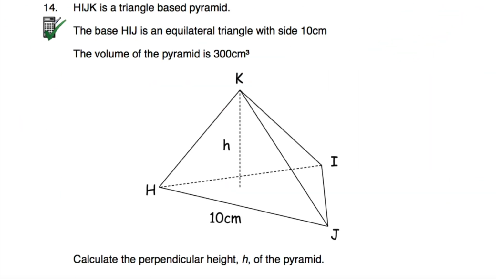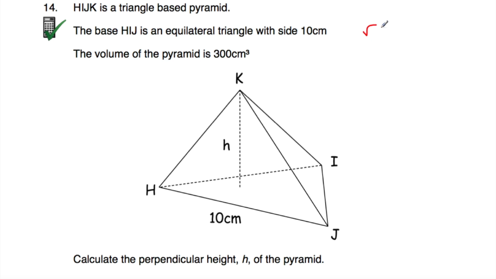Okay, let's have a look at the next question, question number 14. Question 14 says that HIJK is a triangular base pyramid, and that the base HIJ is an equilateral triangle with side length 10 centimeters. As you can see, HJ is 10 centimeters, IJ would be 10 centimeters, and HI would be 10 centimeters as well. The volume of the pyramid is 300 centimeters cubed. And we've been asked to calculate the perpendicular height, h, of the pyramid. So we want to find the height of the pyramid.